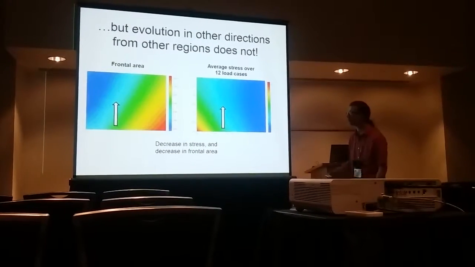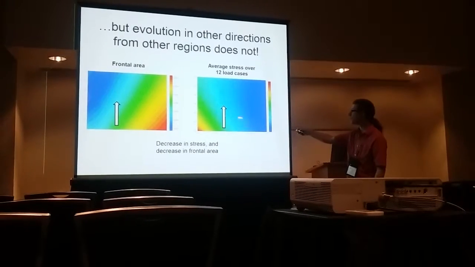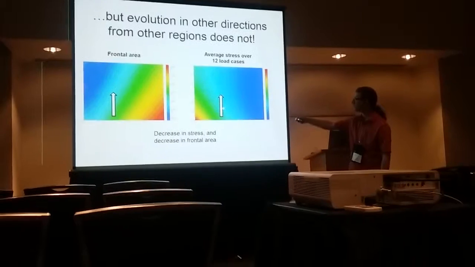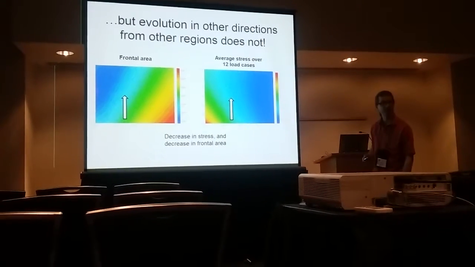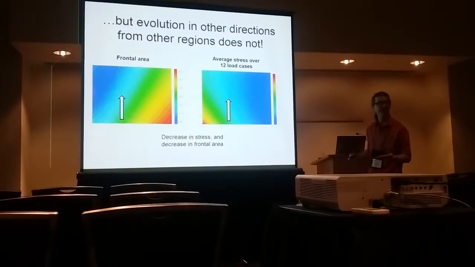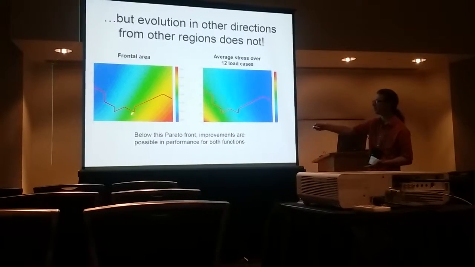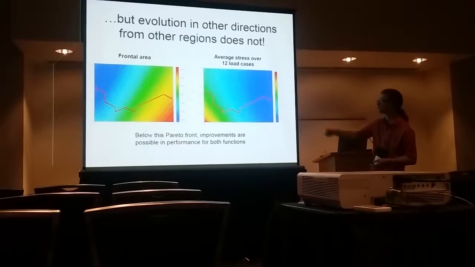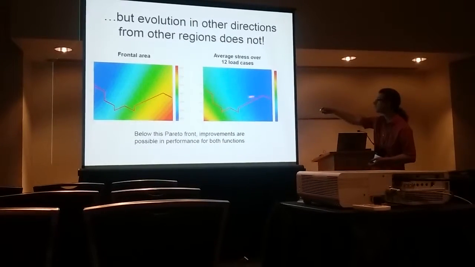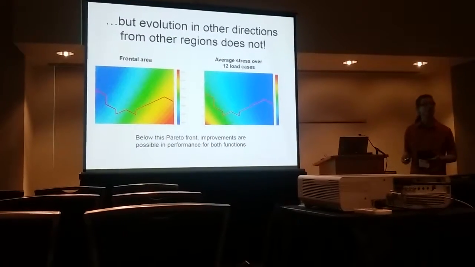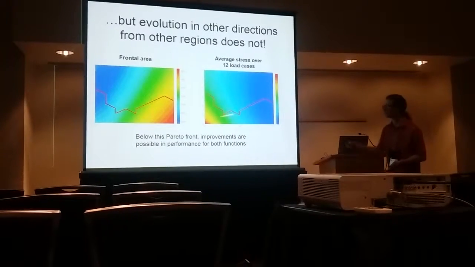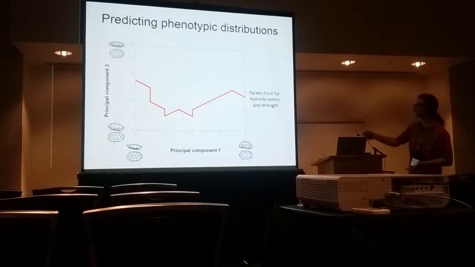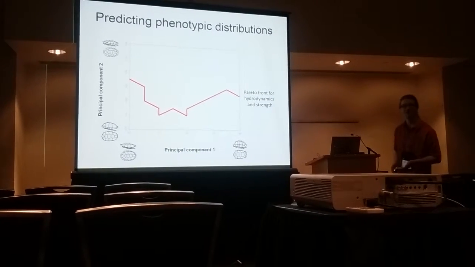And you can map out the points in space where this is possible and mark a boundary between the places where you can get improved performance by evolution in one direction and the places that you can't. You can mark out this line right here that separates regions that you can move away from and get increased performance from regions where evolution in any direction is going to require trade-offs. Okay, so this line right here is called a Pareto front. So let's expand this a little bit. So once again, the Pareto front for hydrodynamics and strength.